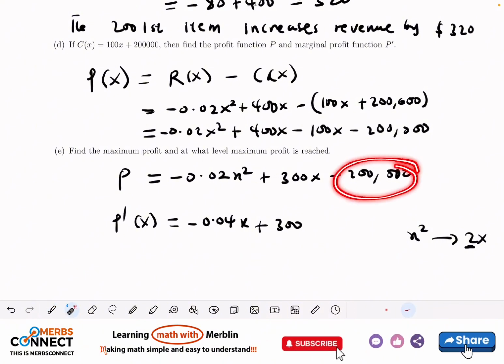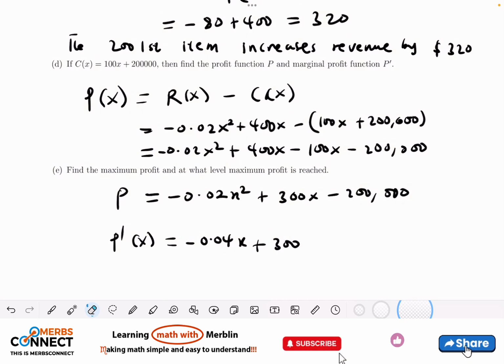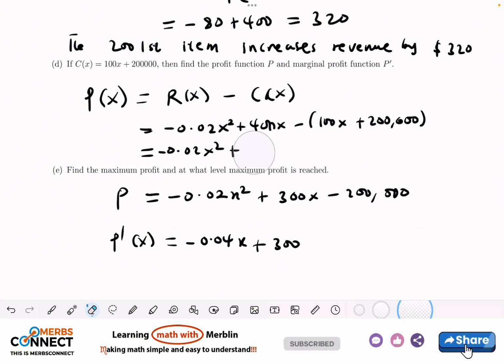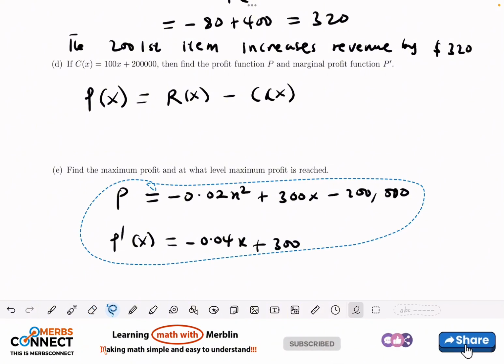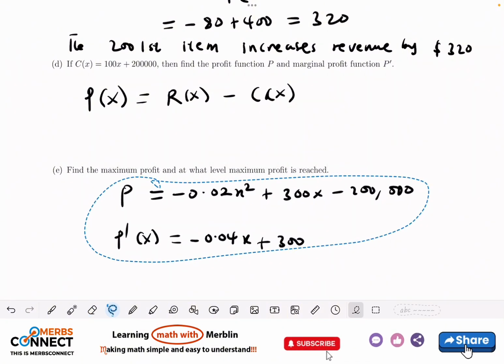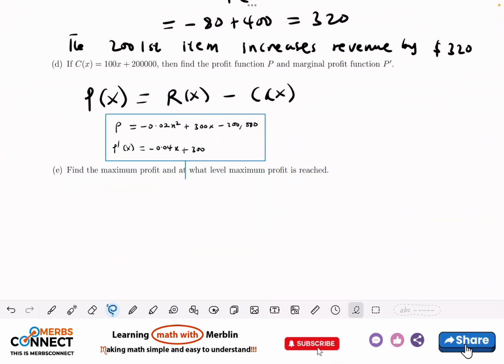So I'm going to get plus 300. And then when I differentiate a constant, I'm going to get what? 0. So that's what I'm going to get at the end of doing the P prime, right? So this will be the P prime. Good. So let me just clean up this and move this one up there so that I can do the last question for this video. So let me move this one here.